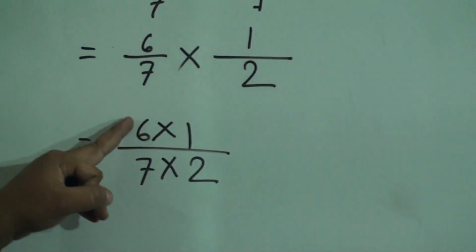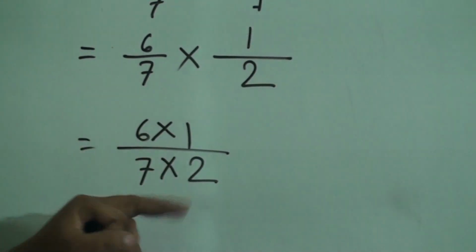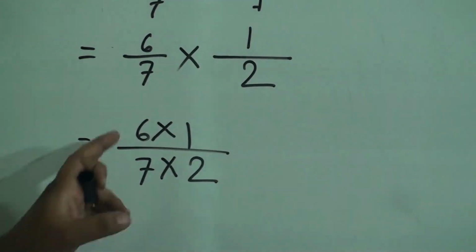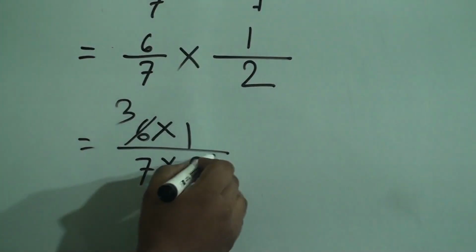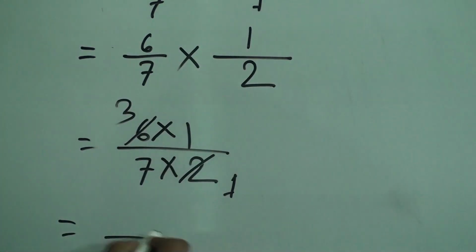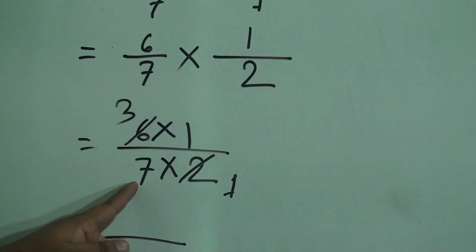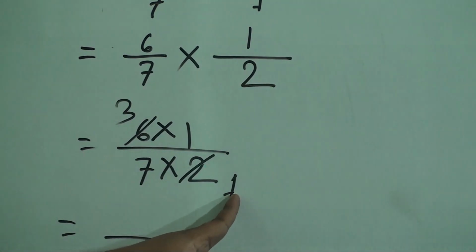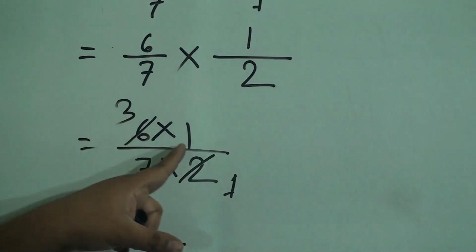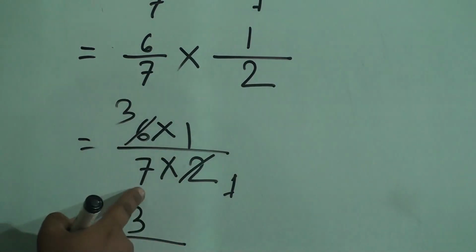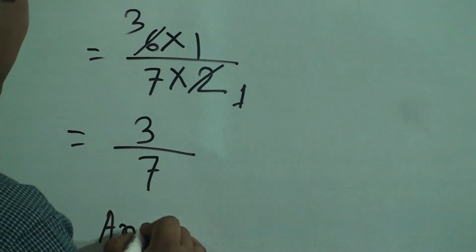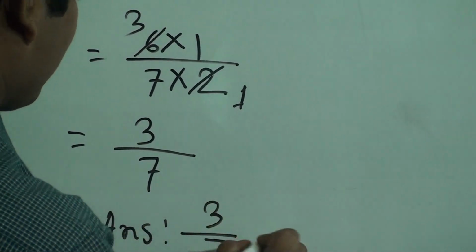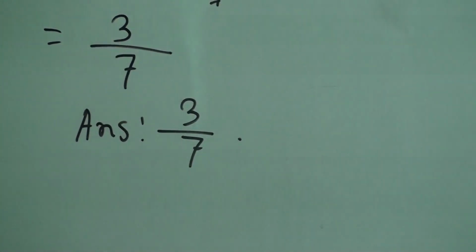Now notice 6 and 2 both numbers are divisible by the number 2. That means if we divide 6 by 2 then we get 3, and if we divide 2 by 2 then we get 1. So here you notice 3 and 1 as numerator and 7 and 1 as denominator. So we multiply 3 with 1 and we get 3, and 7 with 1, then we get 7. So 3 by 7 is the answer of this question. I hope you have understood.